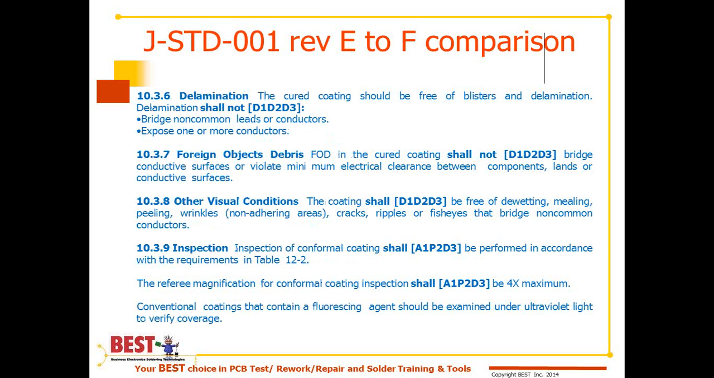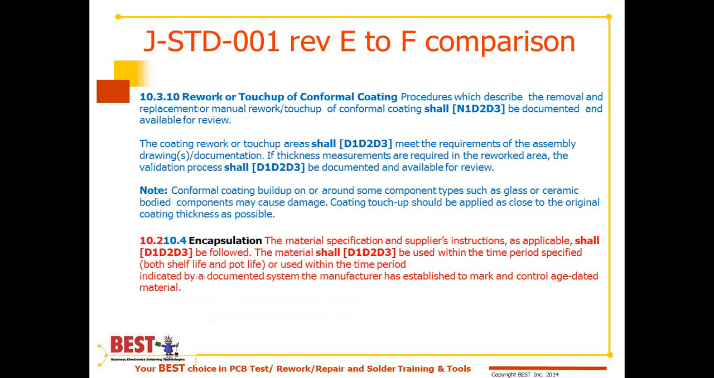Conventional coatings that contain a fluorescing agent should be examined under ultraviolet light to verify its coverage. It's a lot simpler with the UV tracer element in it to be able to see it, because you can just shine the light on it and follow it through.